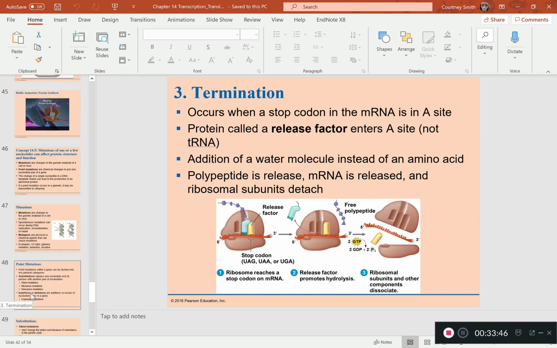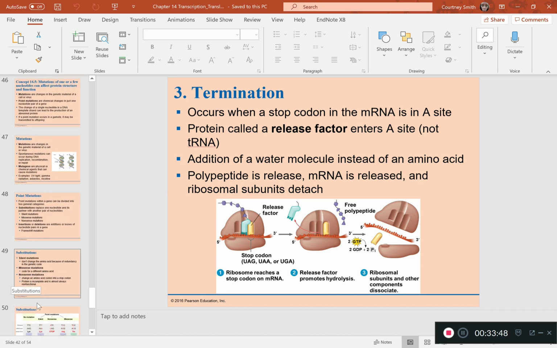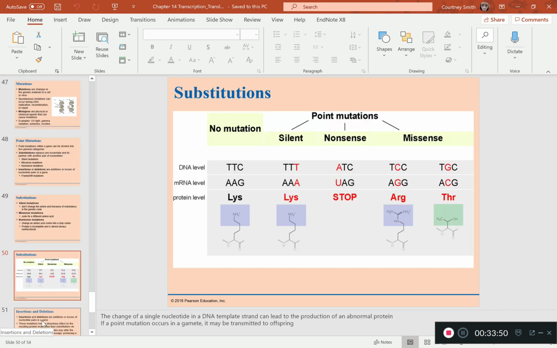So now let's talk about mutations really quick. Mutations themselves can be divided up into 2 groups, which are known as substitution or insertion/deletions. With substitutions, there are 3 main divisions, I guess, and they're called silent, nonsense, and missense.